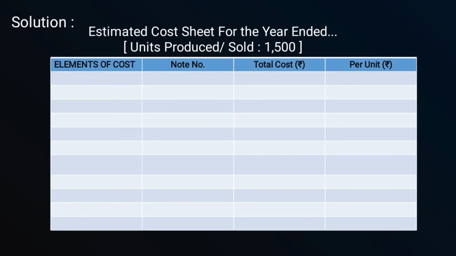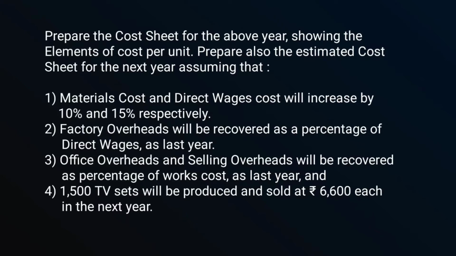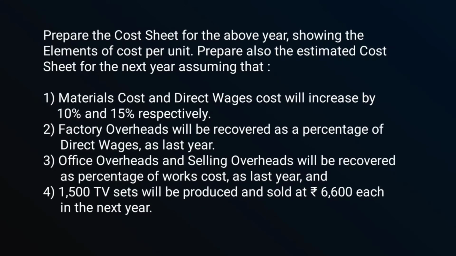Now let us start preparing estimated cost sheet for the year ended. Units produced or sold is 1,500. So first let us start with part A, direct materials. So materials cost will increase by 10% respectively. So we need to prepare working note for calculation of material cost per unit. So working note number 2, calculation of direct materials.